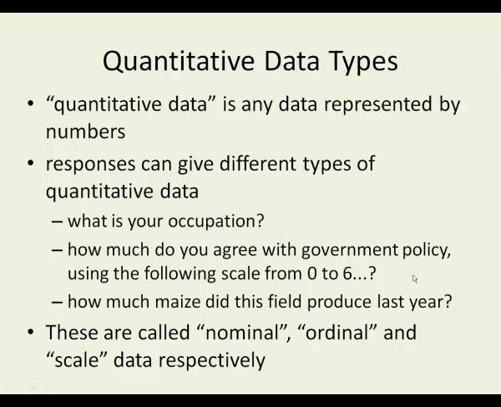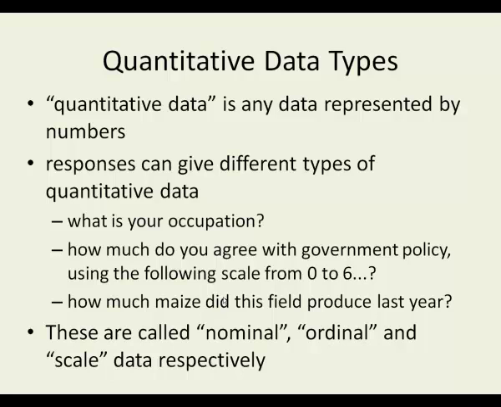Another one is, how much do you agree with government policy using the following scale from 0 to 6, an attitude scale or an opinion scale. Another one is, how much maize did this field produce last year? Now these 3 kinds are called nominal, ordinal and scale data respectively.